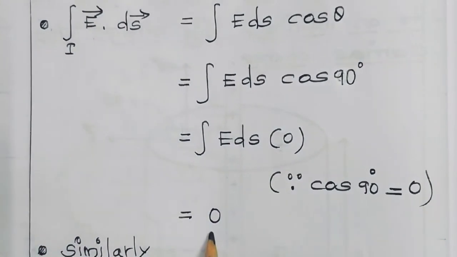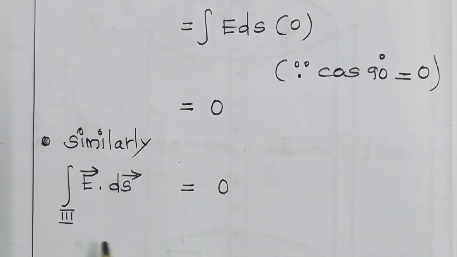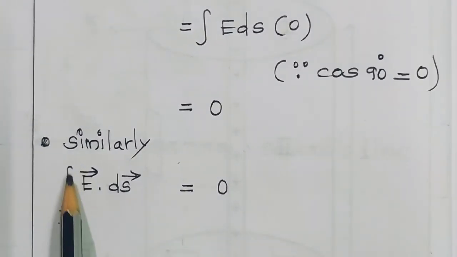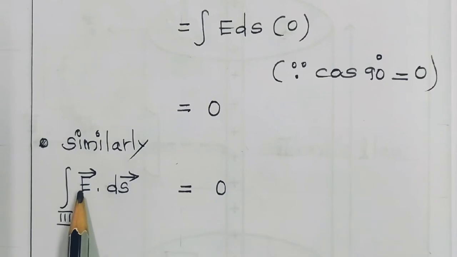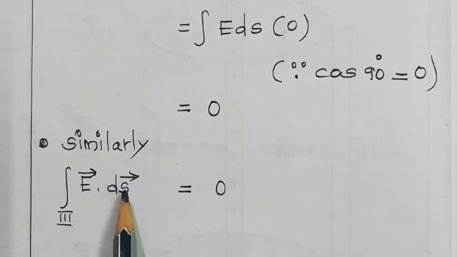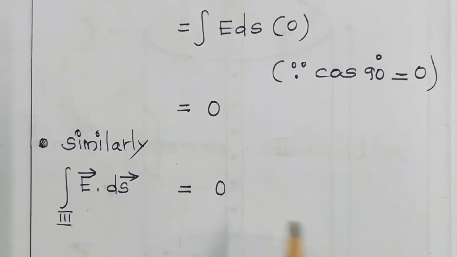So in region 1 the electric flux is 0. Similarly, in region 3 also, integral of E vector dot ds vector is equal to 0. Why? Here also, the angle between E vector and ds vector is 90 degrees. So, definitely the value of this one will be 0.